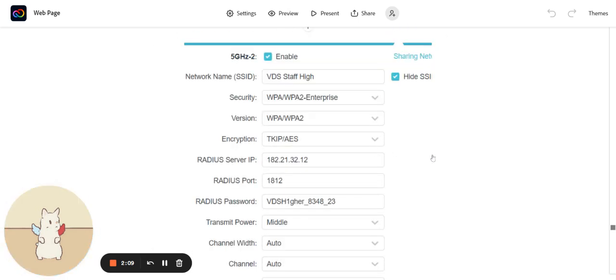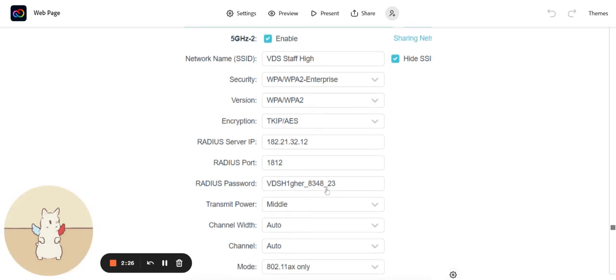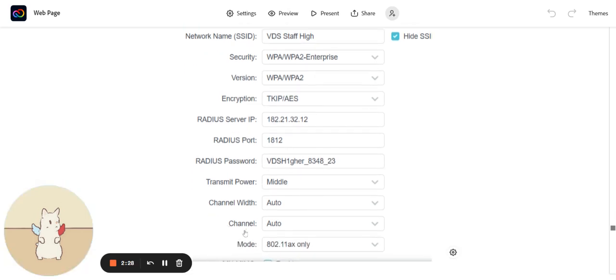I then enabled a final and third network, VDS staff high, for higher level staff that perhaps deal with the most sensitive data. And again, they would have their own encryption and password. This password here is a lot more advanced. And again, we wanted the most efficient, so we selected channel as auto.